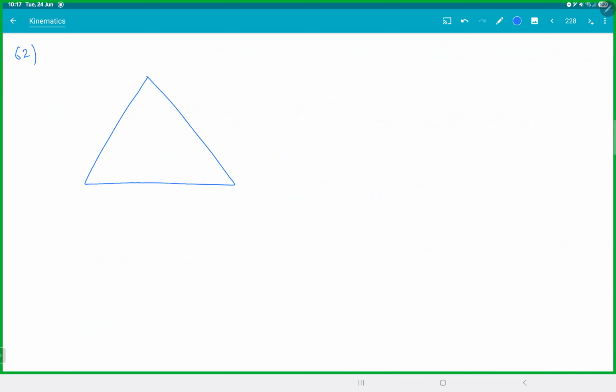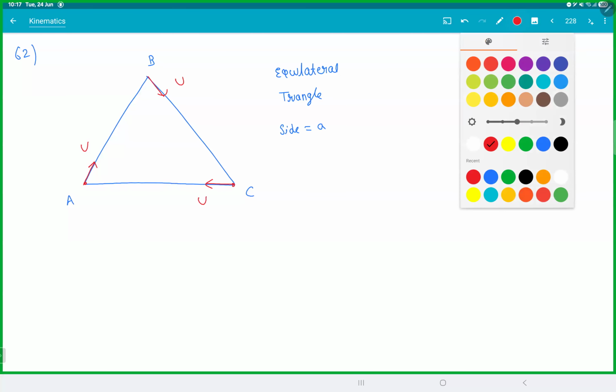So we have three particles, A, B, C. We have an equilateral triangle of side a. These three particles are going such that A is chasing B with speed u, B is chasing C with speed u, C is chasing A with speed u. So the particles are chasing each other.